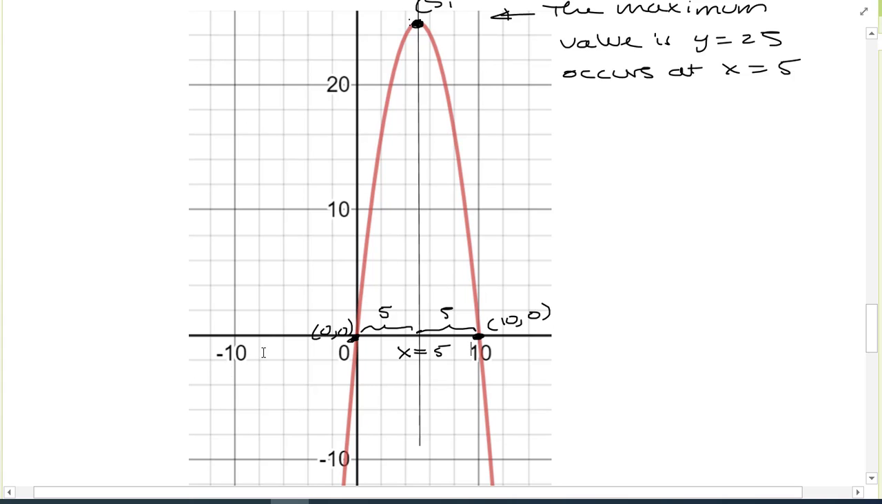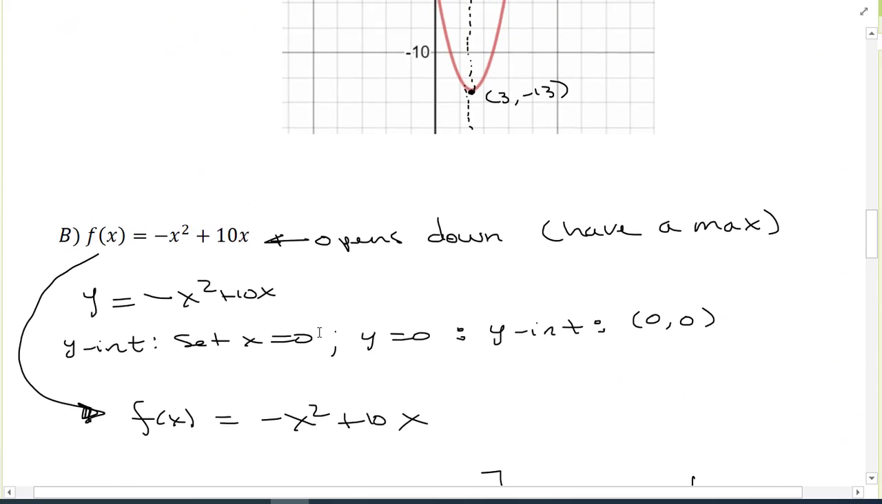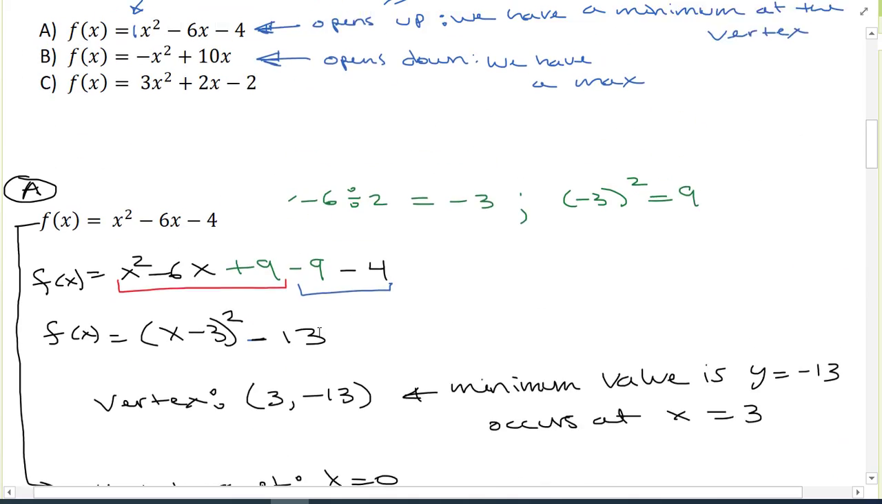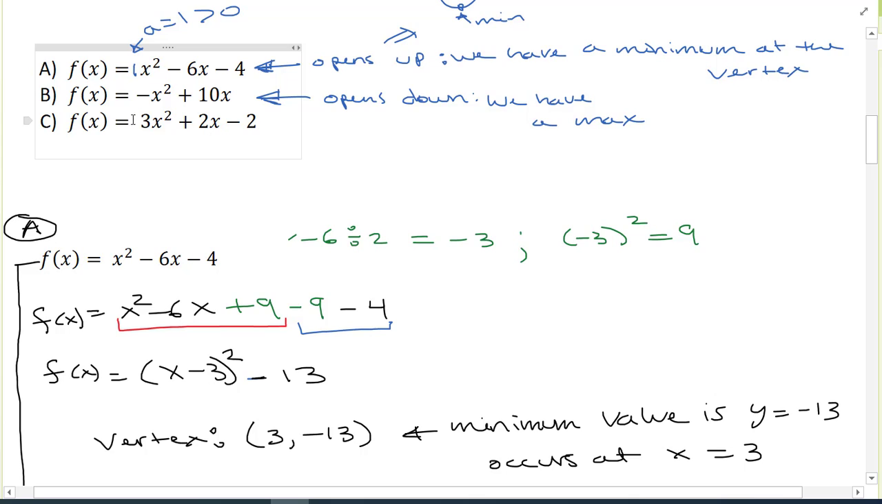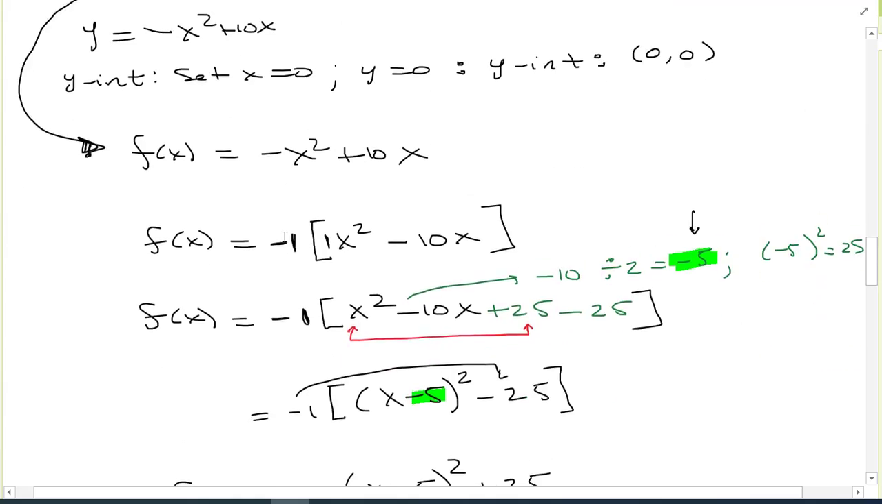All right, so let's go and try the next problem, which is part C. Where was it? Up here. So f of x equals 3x squared plus 2x minus 2. This one is going to be a little bit harder because now we're going to have to factor that 3 out, and this is going to become a fraction. So let's see what that looks like.